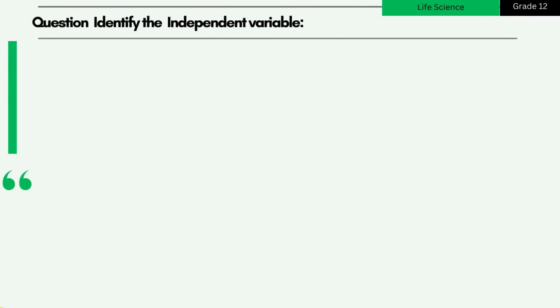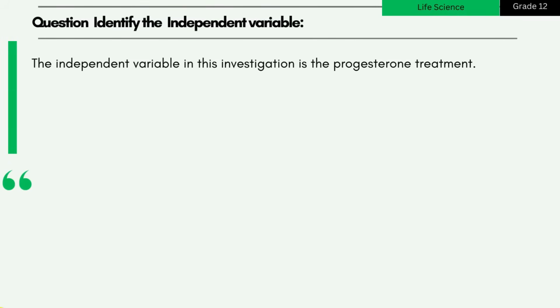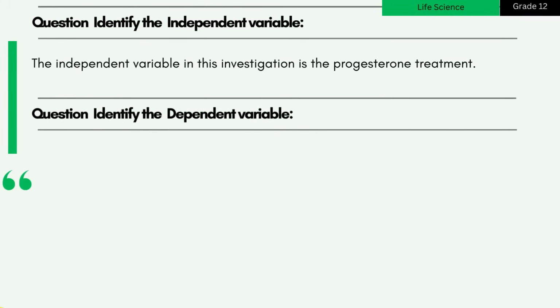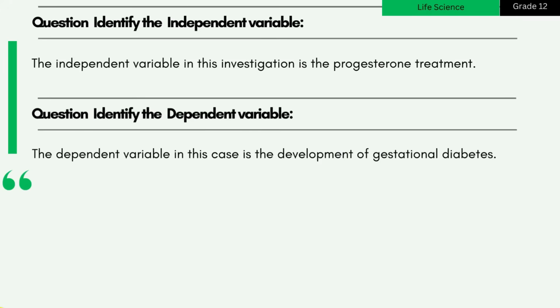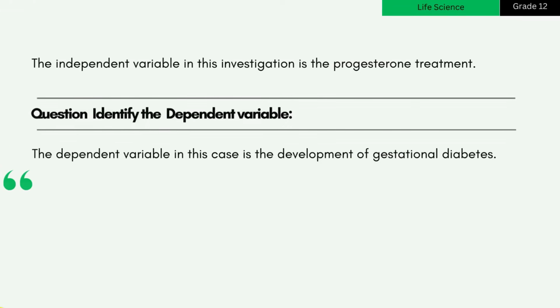Question. Identify the 1. Independent variable. The independent variable in this investigation is the progesterone treatment. 2. Dependent variable. The dependent variable in this case is the development of gestational diabetes.